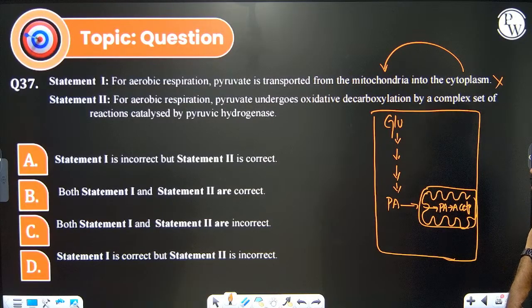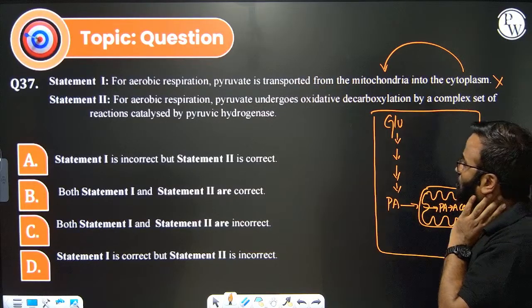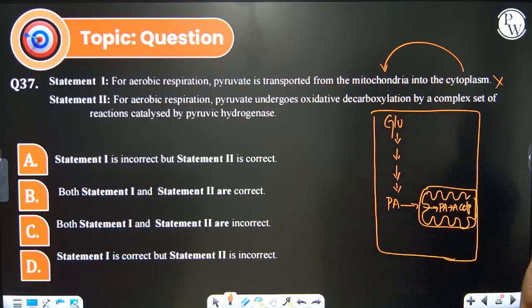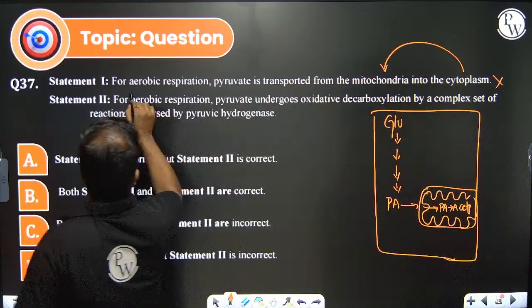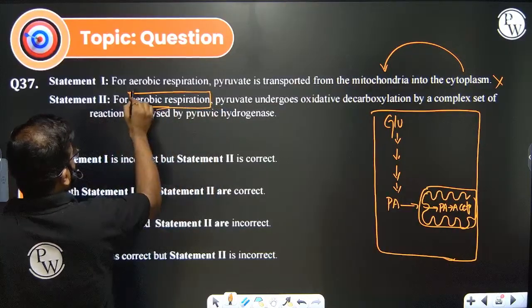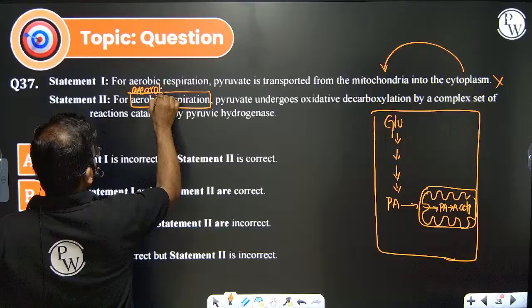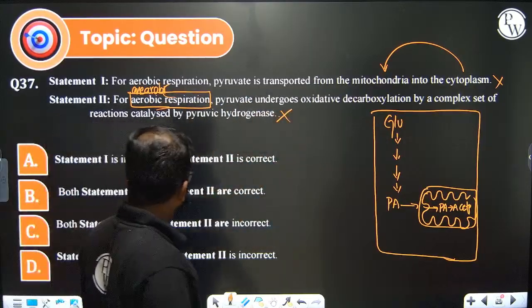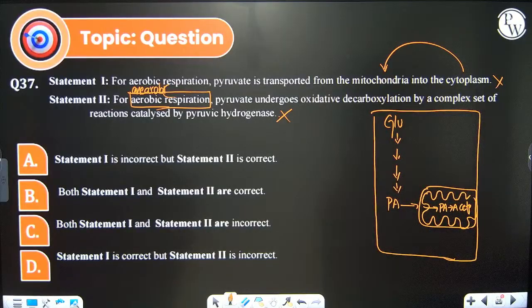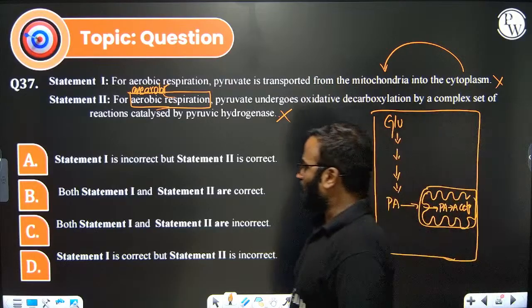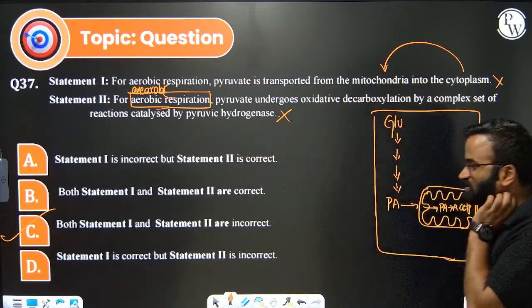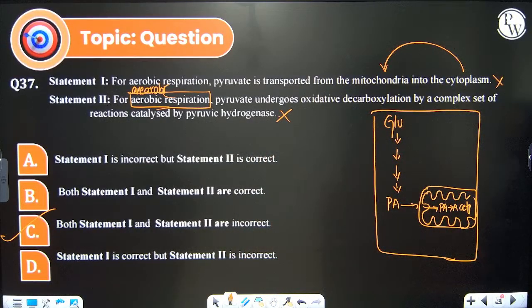Let's see the second statement. For aerobic respiration, pyruvate undergoes oxidative decarboxylation by a complex set of reactions catalyzed by pyruvic dehydrogenase. Pyruvic acid undergoing oxidative decarboxylation is all right, but the statement is wrong as written. It should be anaerobic, right? So then it is false as well. So both the statements are incorrect. Which one says that? Option C. Option C states both the statements are incorrect.